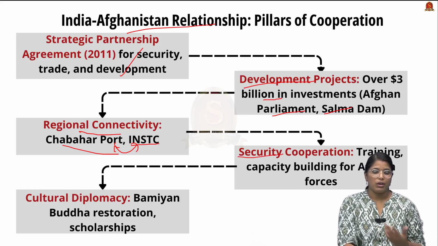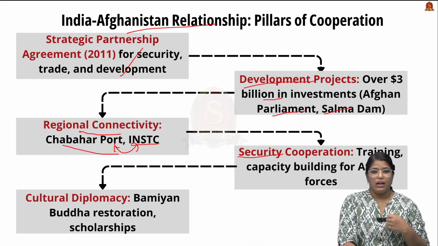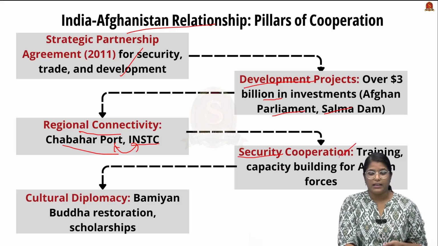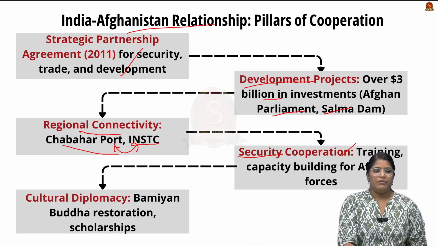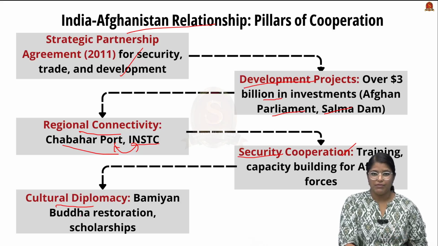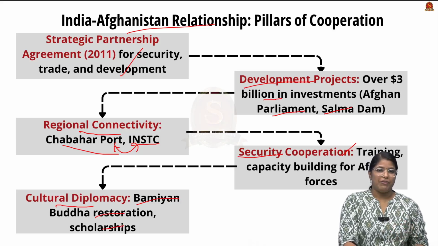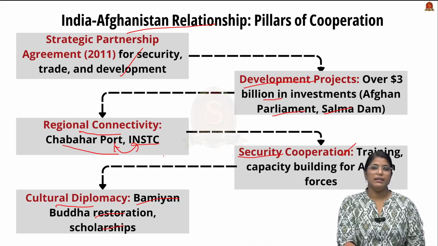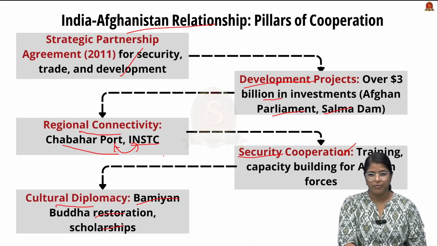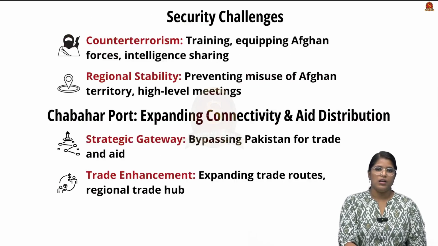And when we talk about the security cooperation, we have invested a lot when it comes to training and capacity building for Afghan forces. And finally, the cultural diplomacy, we have rehabilitated a lot of Buddhist temples. For example, the Bamiyan Buddha restoration, as well as we have provided a lot of scholarships for the Afghan students. So these are all certain bilateral relationship highlights that you have to remember when it comes to India and Afghanistan. Now moving on, let us quickly go through the security challenges that currently both the countries face.